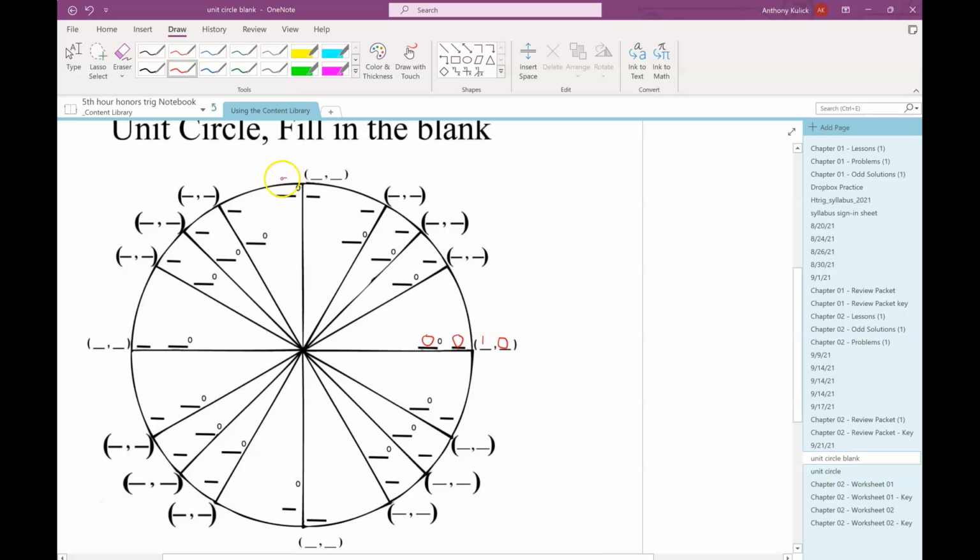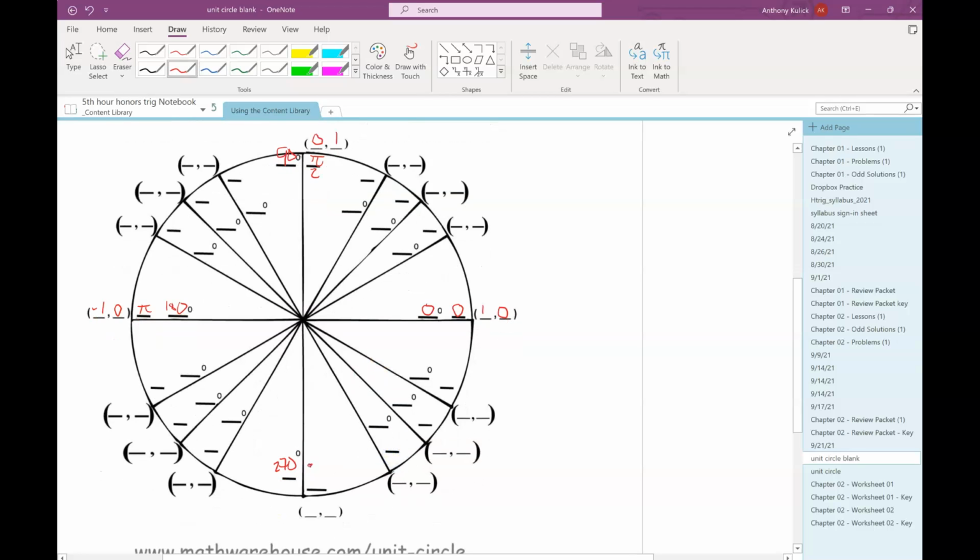I'm going to skip around here to 90 degrees, which is the same as pi over 2 radians. This has to be the point 0, 1. I'll skip over here to 180 degrees, or pi radians. This has to be the point -1, 0. And we'll go over here to 270 degrees, which is 3 pi over 2 radians, which would be 0, -1. Everybody okay with how I filled those 4? Okay.